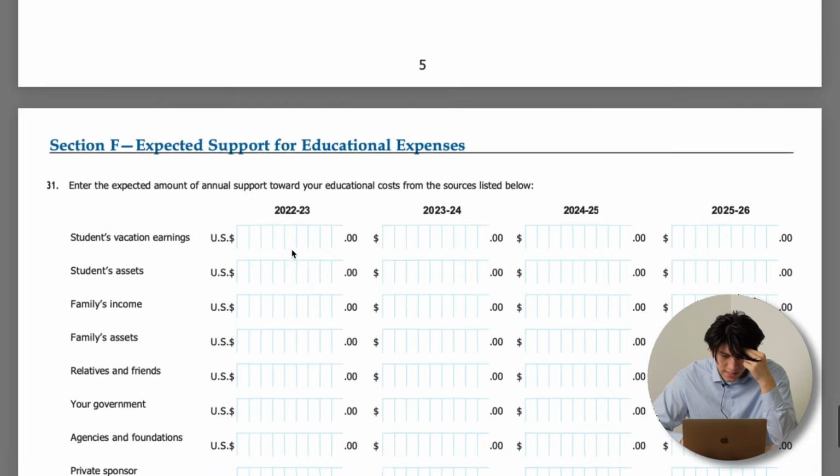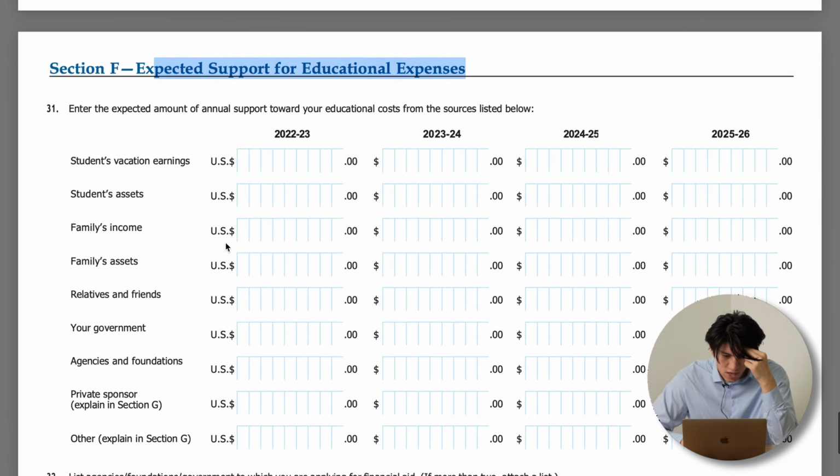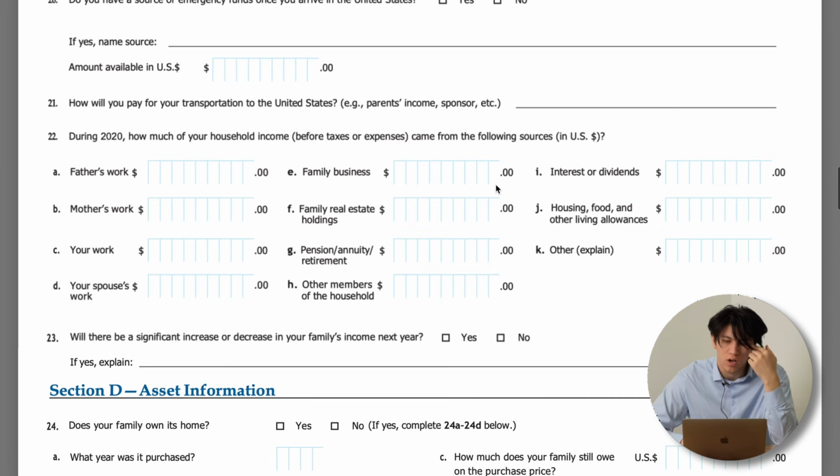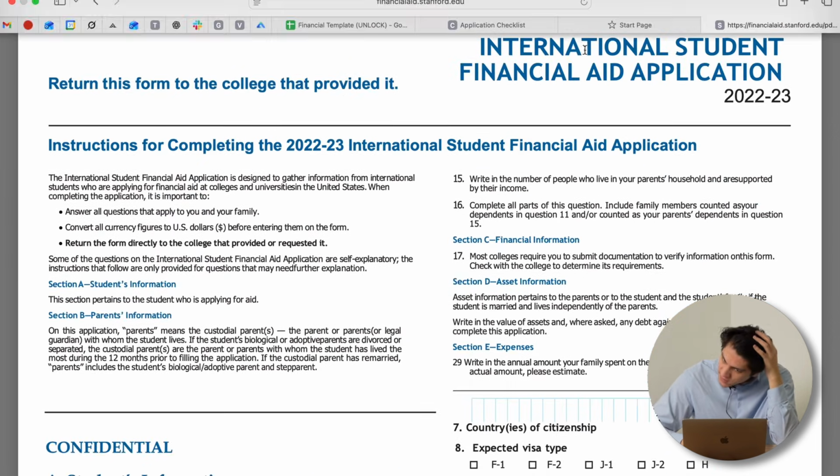Yeah, expected support for educational expenses. How much you will be spending for college. You will be writing that there. And signature, and then you send it back to the college. That's it, easy. ISFA is easy. So yeah, this was the CSS Profile.